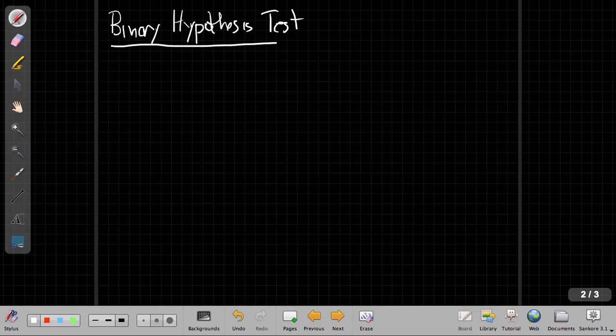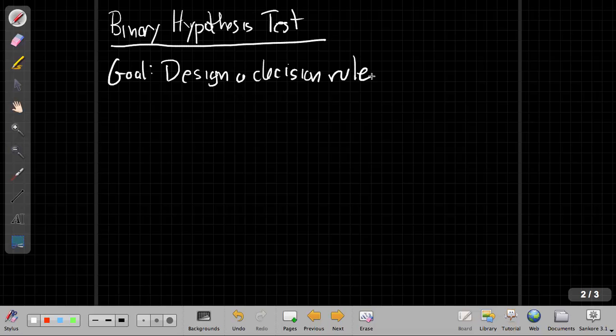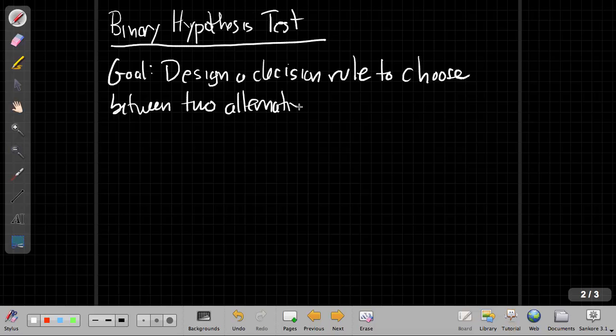When we talk about a binary hypothesis test, our goal here is to design a decision rule to choose between two alternatives based on measured data.